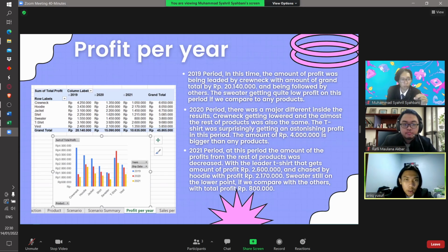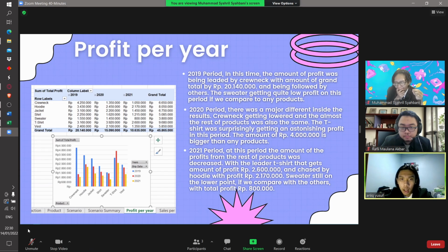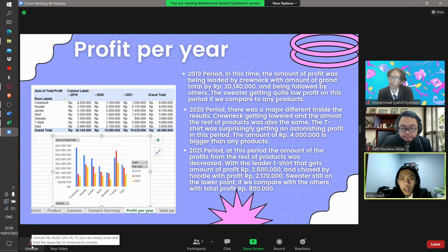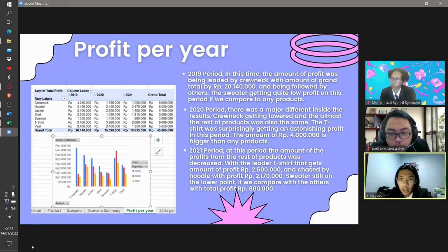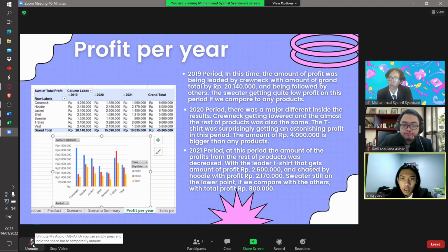Profit per year. In the 2019 period, the amount of profit was led by CrewNeck with a grand total of around 20 million, followed by others. The sweater got quite a low profit in this period compared to any product. In the 2020 period, there was a major difference in the result. CrewNeck got lower, and almost the rest of the products were also the same. The t-shirt was surprisingly getting an astonishing profit in this period. The amount of 4 million is bigger than any product.